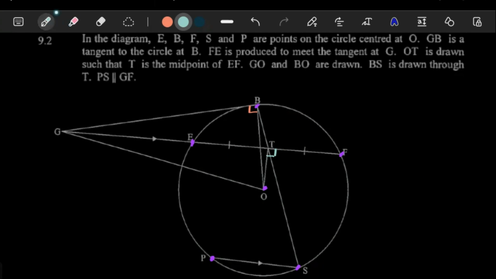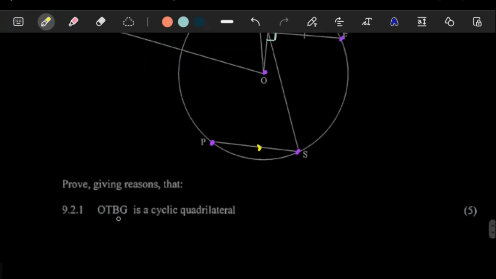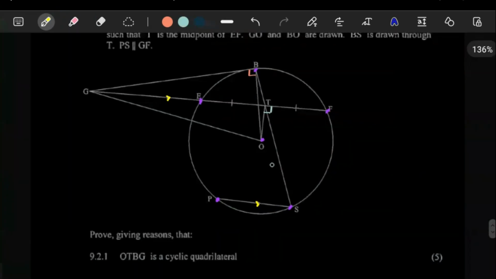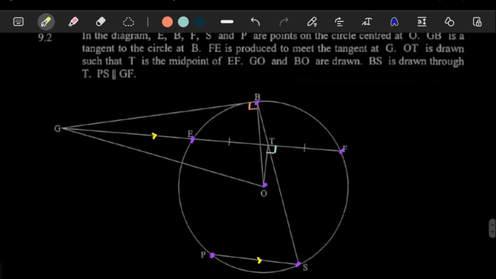Okay, that's quite interesting. Let's see what we can do here. Let's keep moving. So here, for 5 marks, they said prove, giving reasons, that OTBG is a cyclic quadrilateral. If you're going to prove that something is a cyclic quadrilateral, there are multiple ways to do it.